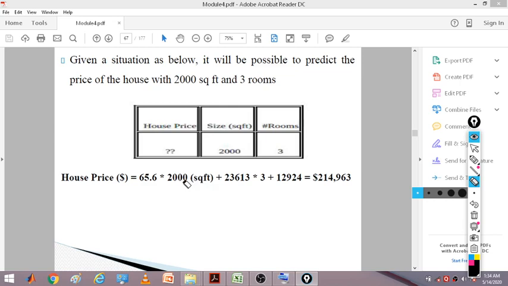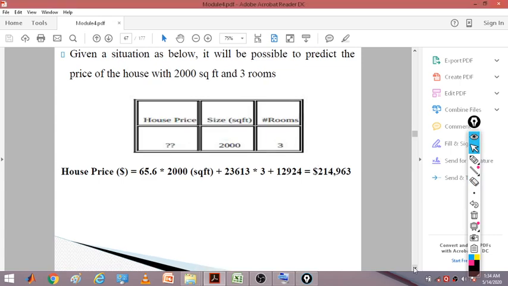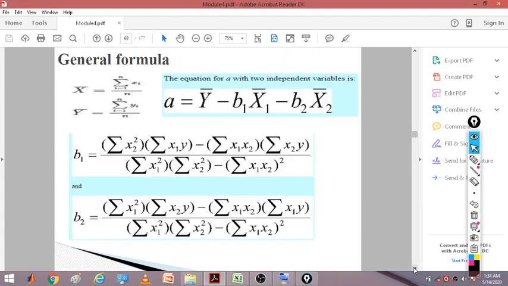So in this formula, instead of x1 you feed 2000, and here you feed 3 rooms, then you get a price in terms of dollars by evaluating this equation. So this is how your regression model will work. Okay, now we have a general formula: the equation of intercept is y bar minus b1 into x1 bar minus b2 into x2 bar.